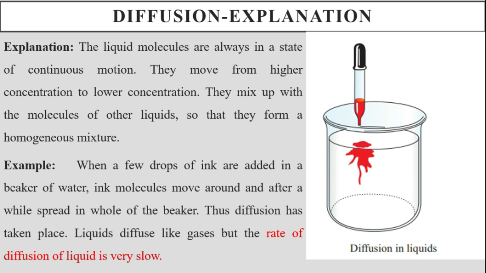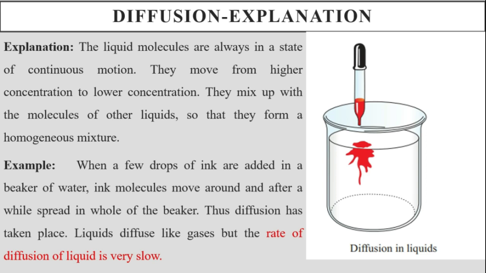Now we are going to the wording of the explanation. Liquid molecules are always in a state of continuous motion. It means continuous state of motion means random motion. They move from the higher concentration to the lower concentration. They mix up with the molecules of the other liquids so they can form a homogeneous mixture.